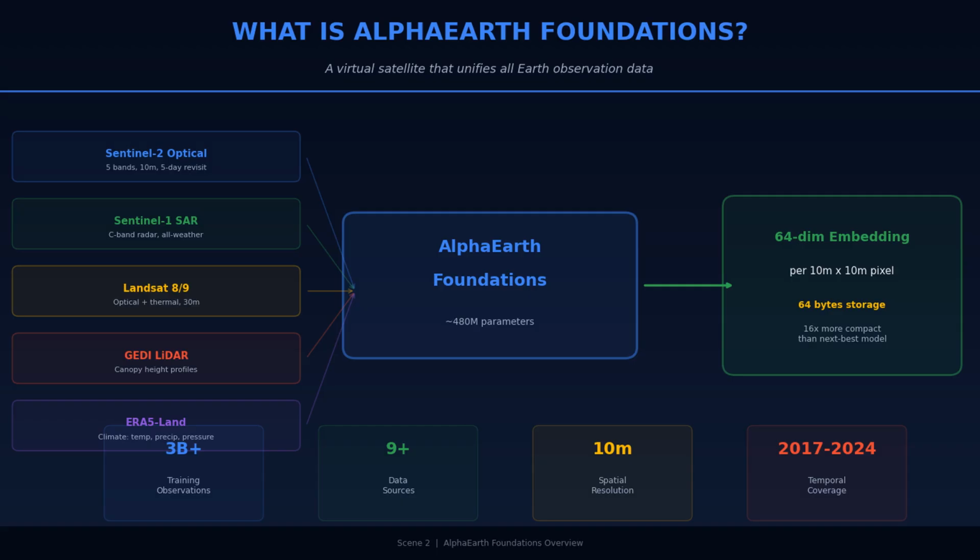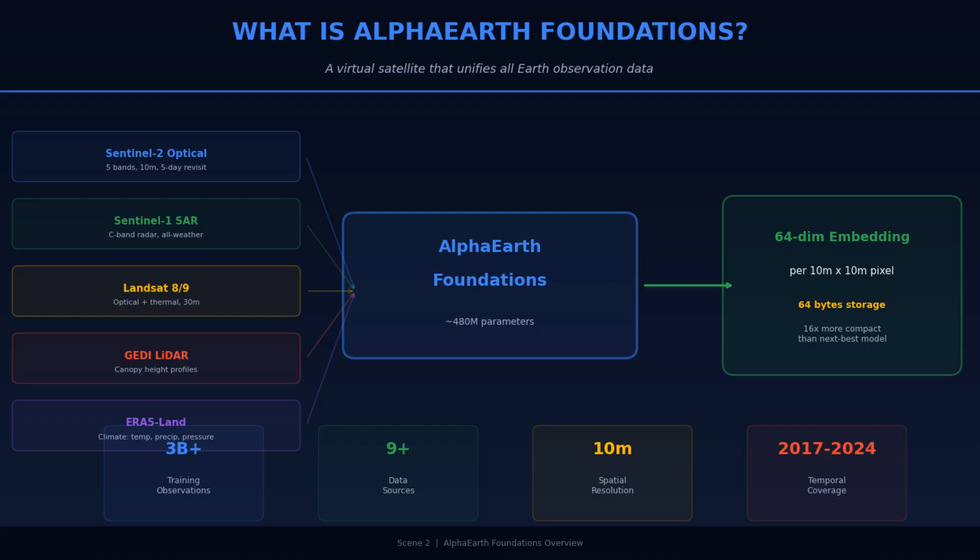AlphaEarth Foundations, developed by Google DeepMind, is an embedding field model that functions like a virtual satellite. It ingests data from multiple sources: Sentinel-2 optical imagery, Sentinel-1 SAR radar, Landsat 8 and 9, GEDI LiDAR canopy measurements, ERA5 climate data, GRACE gravity fields, and even geotagged text from Wikipedia.